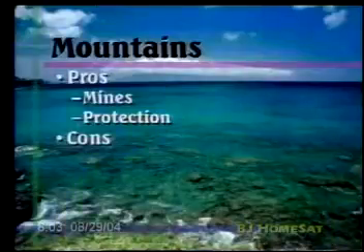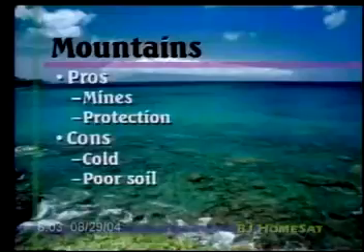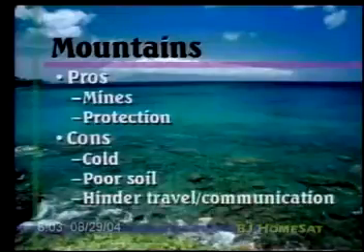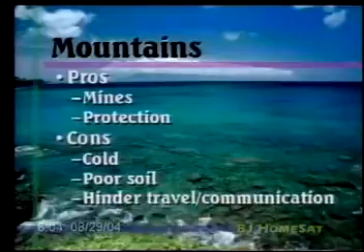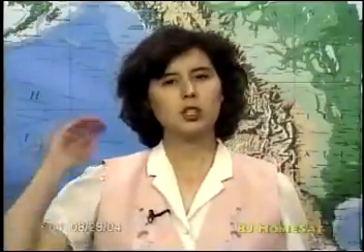And then the cons. First of all, they're cold, especially the higher you get, the colder it's going to be. The soil in general is poor in the mountains, and mountains can also hinder travel and communication. Now, some of that is changing today. I know there was a lot of farming where I grew up, so it just depends, but especially the higher you go up, the less profit farmers are going to get from the soil.